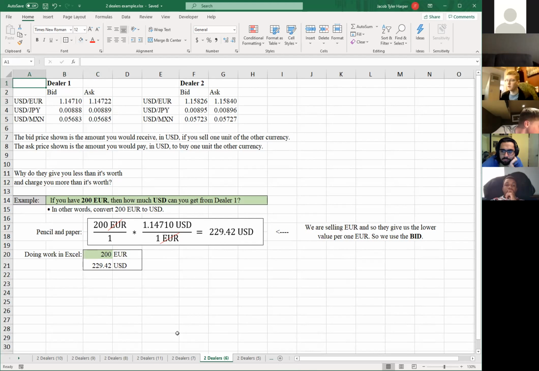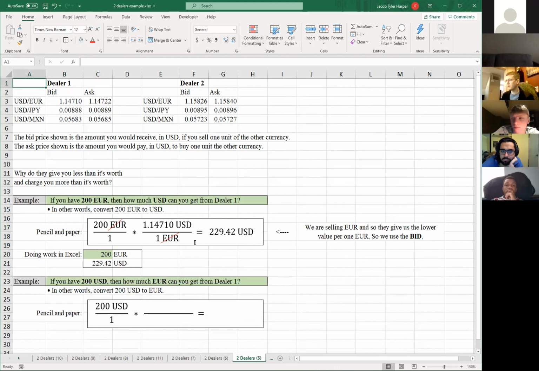Now that I understand how to do this with pencil and paper, if I want to do this in Excel, I'd write down my 200 and I'd multiply my 200 by the bid, and I'm done. So that's how I would do it in pencil and paper versus Excel. On the other hand, let's say we start with $200, so the opposite, and we're trying to convert these to euros. Starts the exact same.